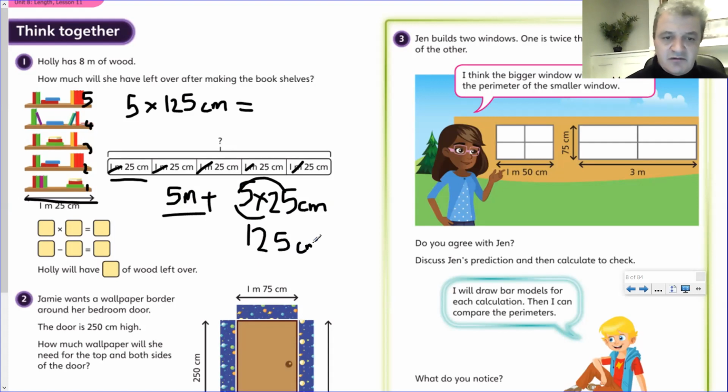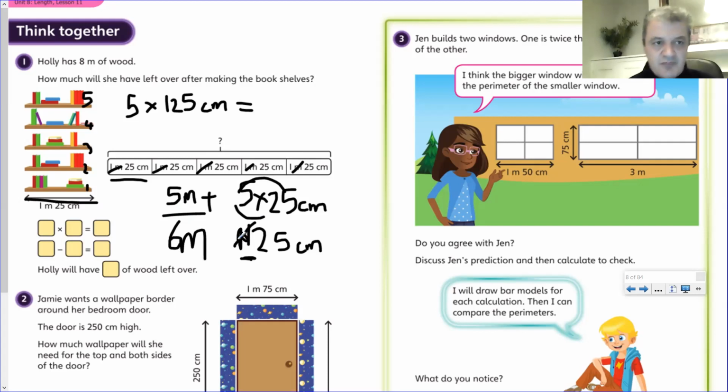Now I know what is equivalent to an extra meter. What's equivalent to a meter? 100 centimeters. So here, I take that 100, put it over here with the 5 meters, and I end up with 6 meters 25 centimeters. Okay, so is that my answer?